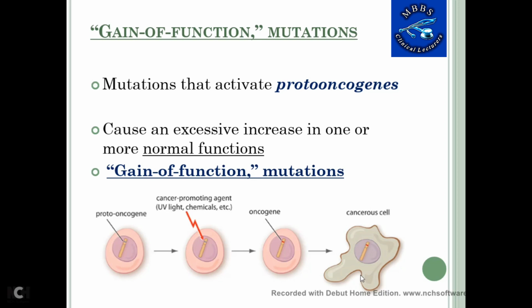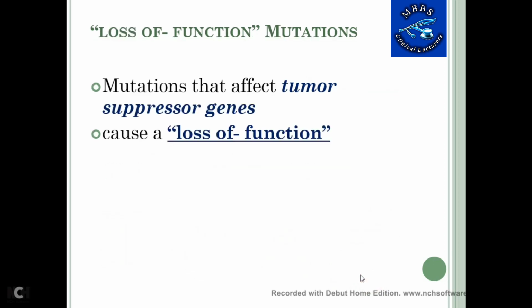So these mutations promote the multiplication or further cell division of the mutated genes, right? And that's why they are known as gain of function mutations, because the function is overexpressed. The function is gained, that is, they are having an excessive multiplication within those genes.